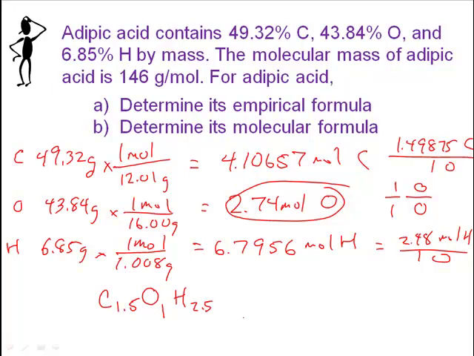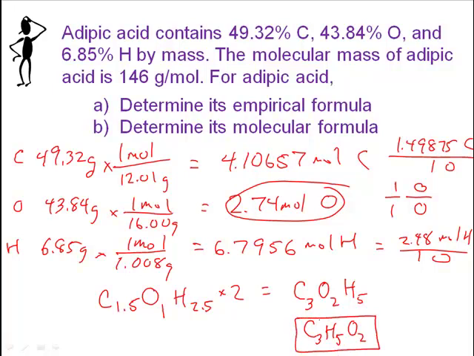So now you can see this is our empirical formula, but it is not, again, whole number ratios. So if we multiply the whole thing by 2, that gives us 3 carbons, 2 oxygens, and our 5 hydrogens. And this is commonly written with carbon first, hydrogen second, and oxygen third. But either of those would be acceptable answers for the empirical formula.